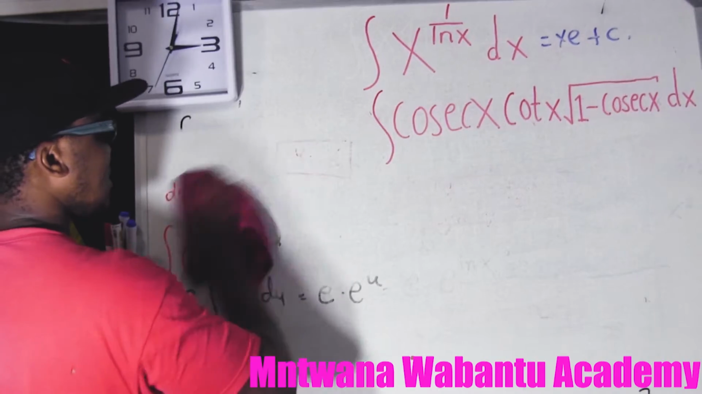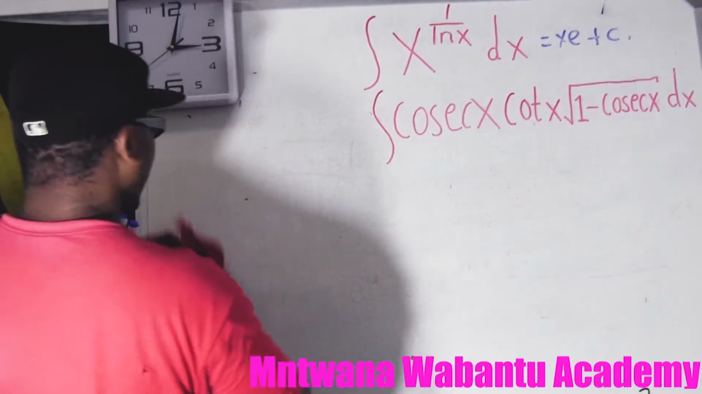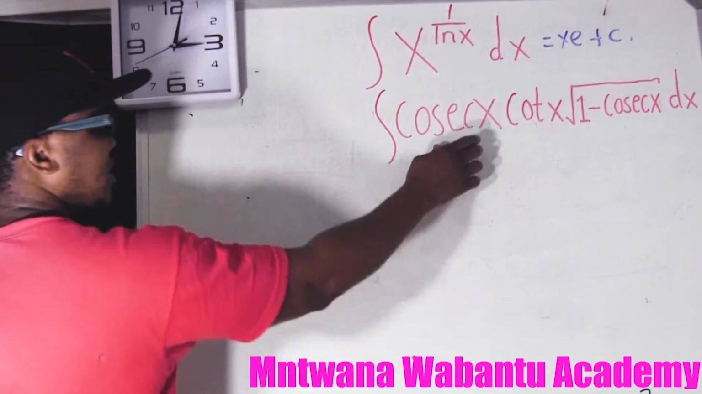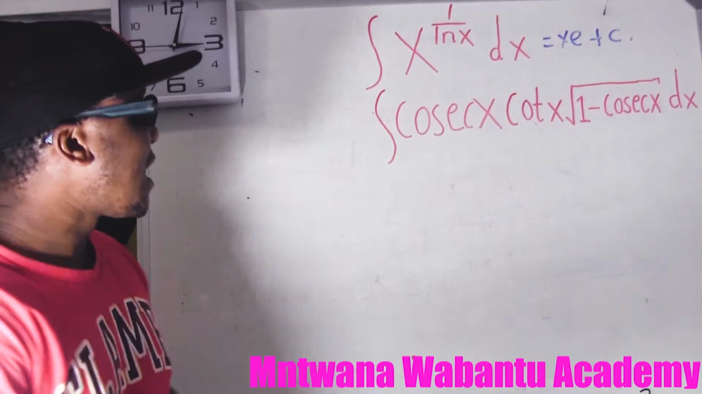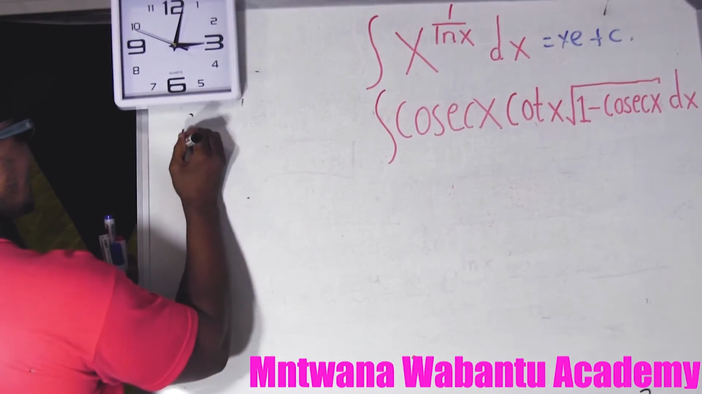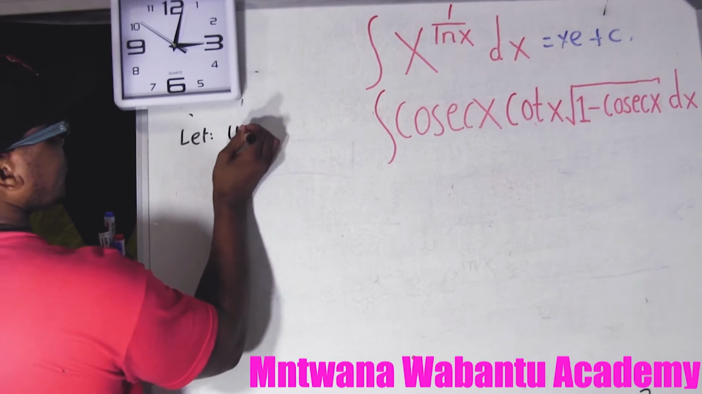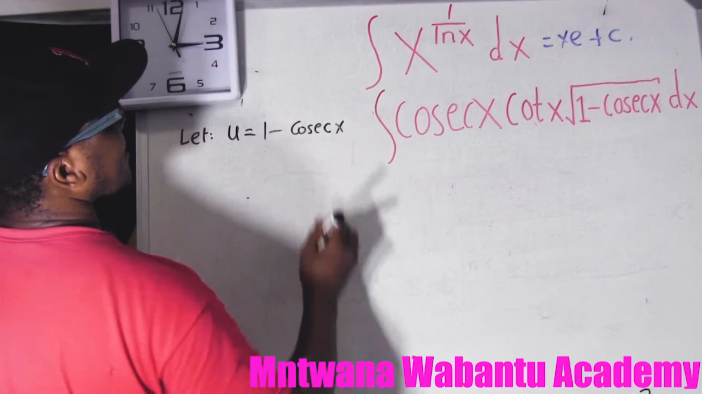Very interesting question, this. I like this question. Okay, question number 2. It's way easy. What I'm going to do, I'll let u equal to 1 minus cosec x. You know why I do that?